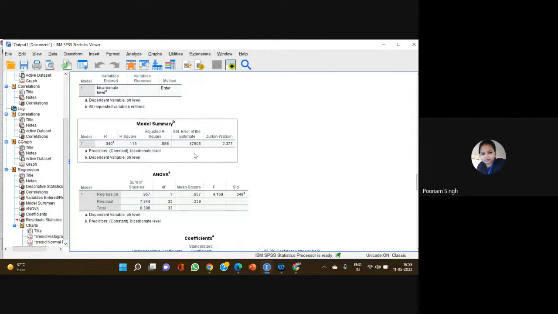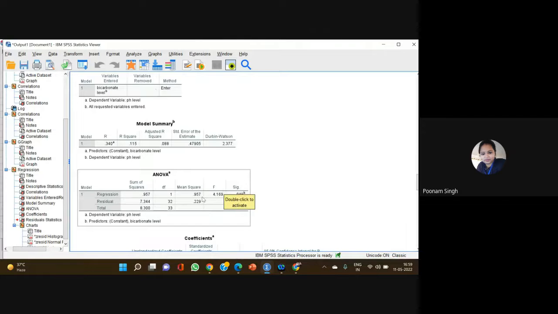Then this is showing the model summary and the Durbin-Watson test for independence. We also use this ANOVA table. The ANOVA summary table is another way of looking at our regression model, because regression, ANOVA, t-test, and correlation are all part of the GLM.